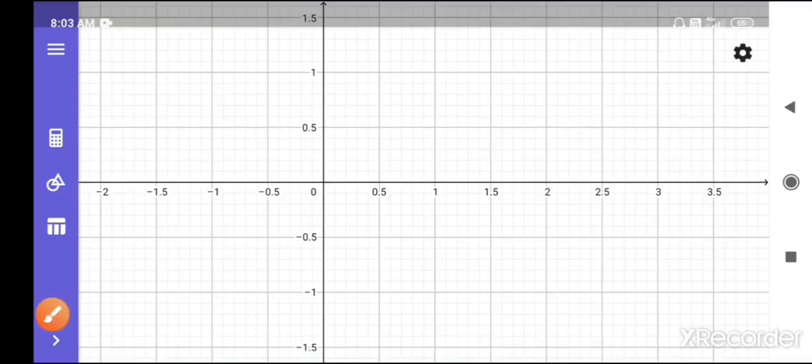Hello everyone, in this video we are going to see how to generate different waveforms of FM and PM using a software called GeoGebra, and we are going to analyze different waveforms of FM and see what the similarities and differences are in those waveforms. Before going into this, I want to share some basics about FM and PM.